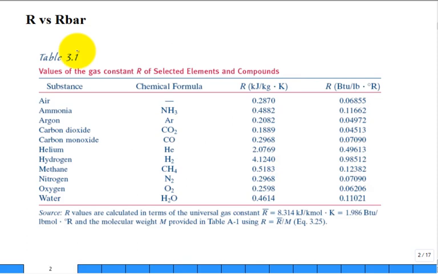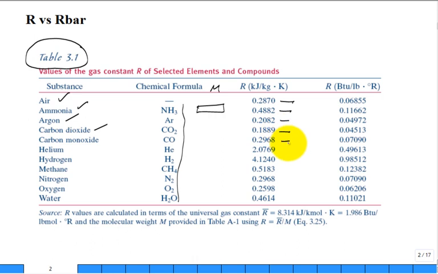This table I wish was in the appendix, but it's not. It's in table 3.1, and they have air, ammonia, argon, carbon dioxide. What they've done is they've taken the molar mass, which they don't repeat in this table, and they've taken R bar and divided it by the molar mass, and they've reported R for each of these gases, and you see how the numbers change. And they give it to you both in SI, which we like and use, as well as if you're ever going to use BTUs in pounds, USCS.